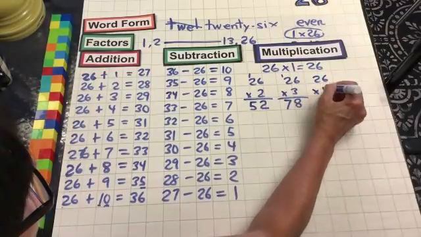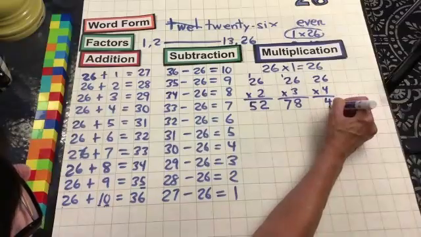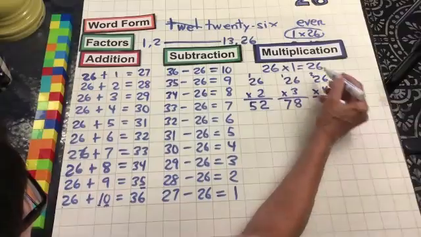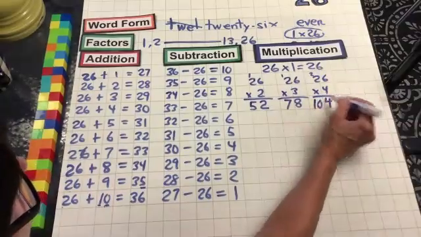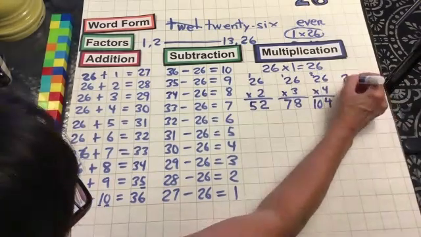26 times 4. 4 times 6 is 24. Drop the 4, carry the 2. 4 times 2 is 8, plus 2 is 10. So our answer is 4 26s is 104.